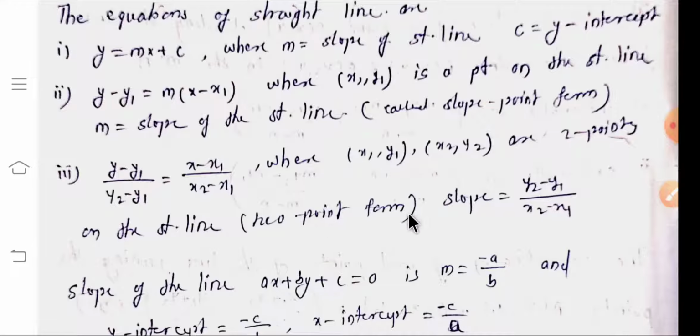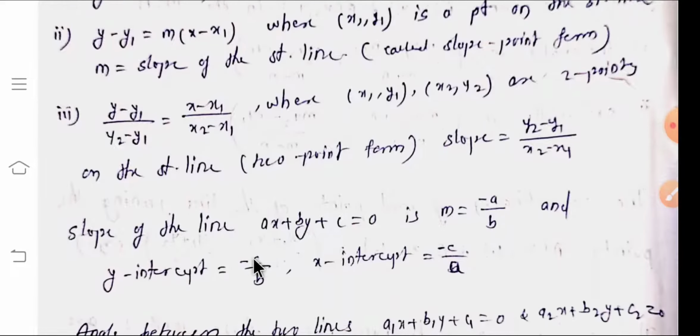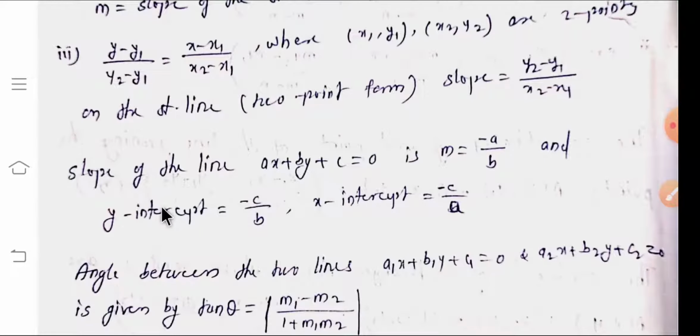That is the equation of a straight line in two-point form, and the slope of this form is (y2 minus y1) by (x2 minus x1). Similarly, the general equation of a straight line is ax plus by plus c equal to 0, whose slope is m equal to minus a by b, y-intercept is minus c by b, and x-intercept is minus c by a.